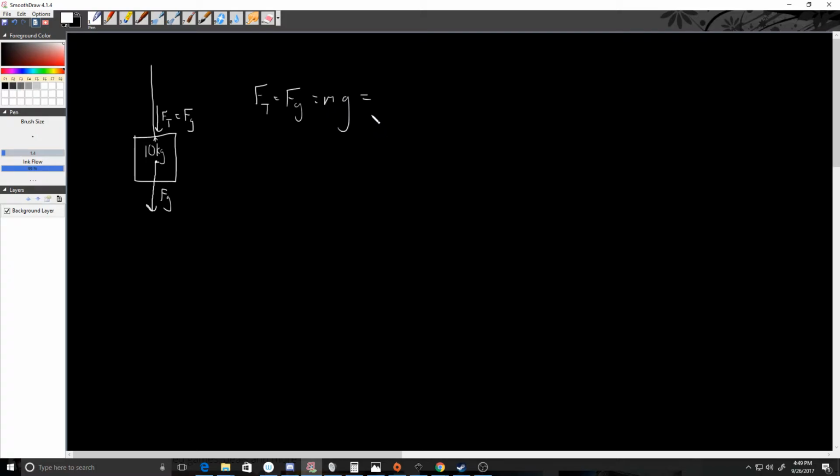So in this case, that tension is going to be 10 kilograms times negative 9.81 meters per second squared. Just have to move the decimal over. I should get negative 98.1 newtons. All right, that's my force of tension here.